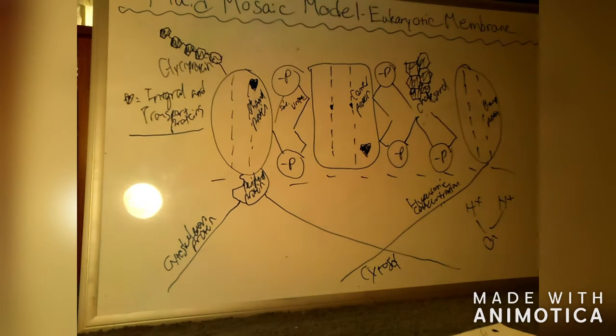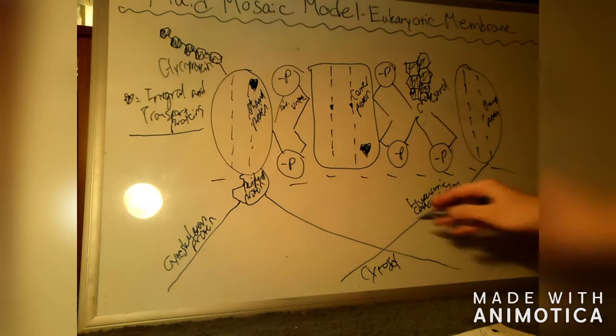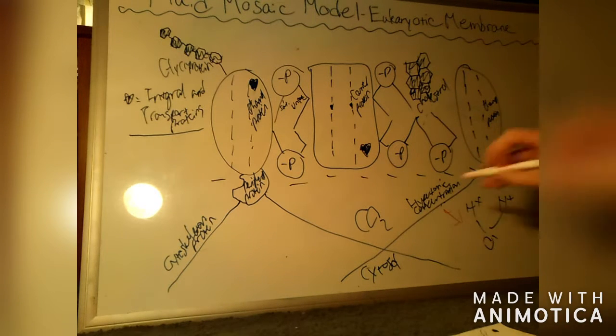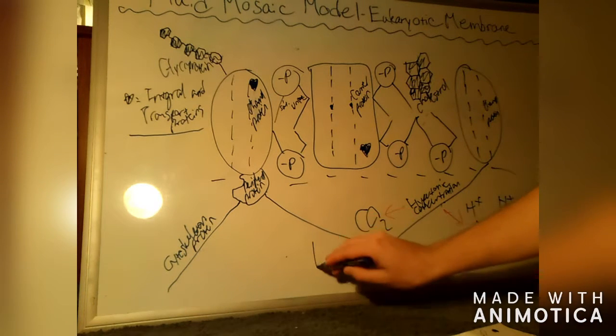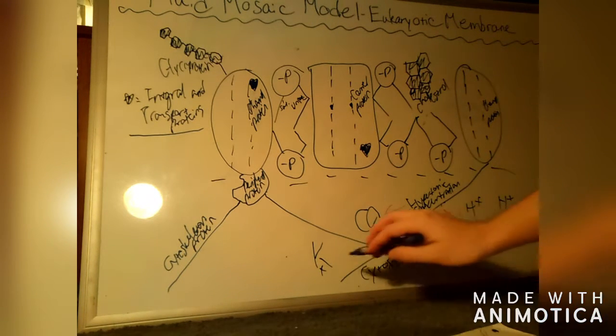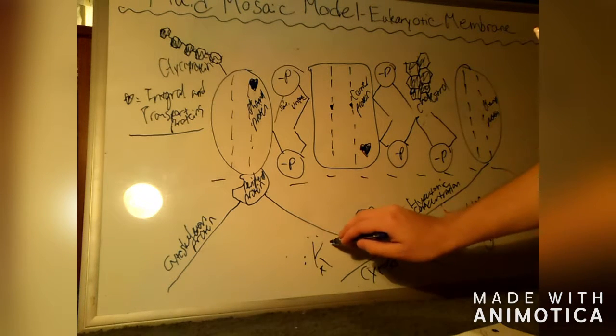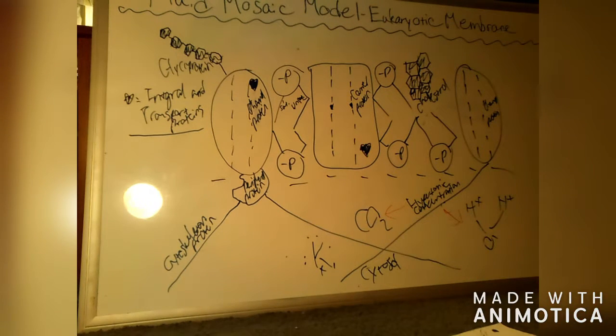I'm going to use a different color so that it's not really... Alright, so we're going to have a hypertonic concentration of this. We're going to have a hypertonic concentration of CO2. We're going to have a hypertonic concentration of an ion of potassium. Okay, the next thing that we're going to have is hypertonic concentrations on the other side.